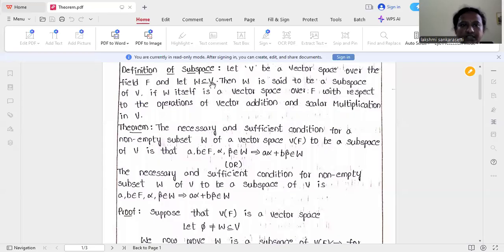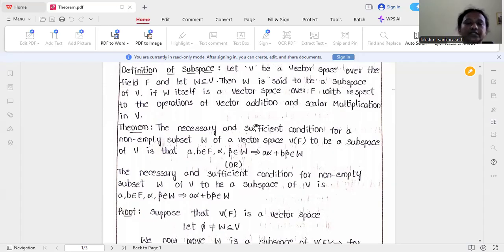Welcome to the class. Today we are going to discuss the theorem: the necessary and sufficient condition for a non-empty subset W of a vector space V over F to be a subspace of V is that for alpha, beta belongs to W and scalars a, b belongs to F, the combination a alpha plus b beta belongs to W.